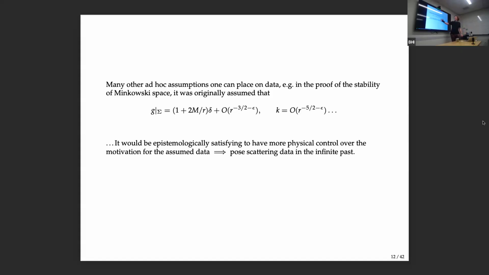Ultimately, our initial data assumptions will always secretly contain information about previous states of the system. So if we want to really have precise physical control over the assumptions that we place on our data, the right thing to do is to go all the way back to post-scattering data in the infinite past. And I'll come back to your point in a little bit.